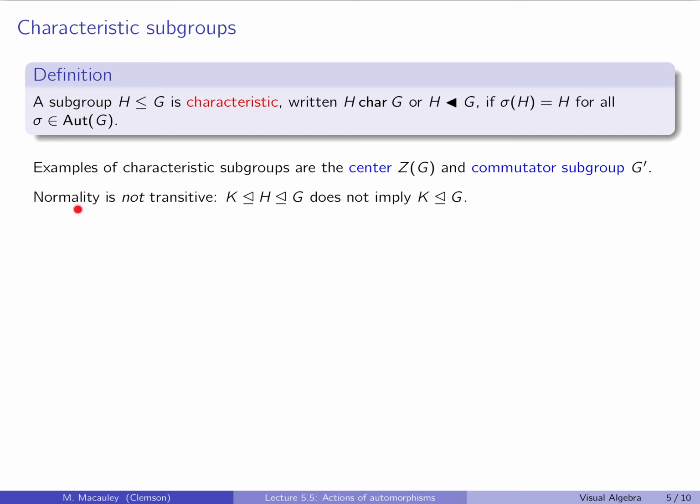Normality of subgroups is not transitive. That is, if K is normal in H, which is normal in G, that does not imply that K is normal in G. Can you think of a counterexample? There's a lot of them. Here's a basic one. The subgroup generated by F is normal in the subgroup generated by R squared and F because it has index 2. And that's normal in D4, which has index 2, but this is not normal in D4, as we know. So of course this cannot be true.